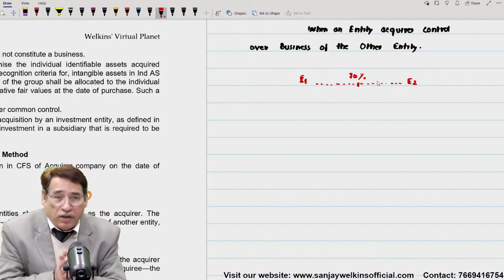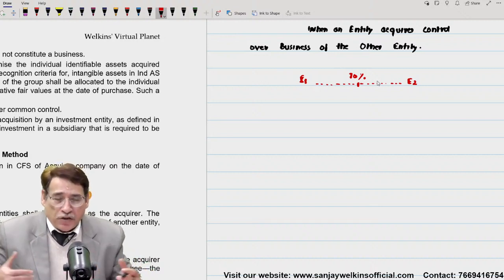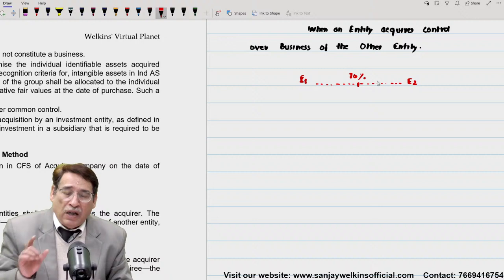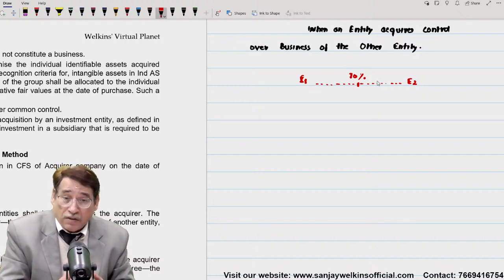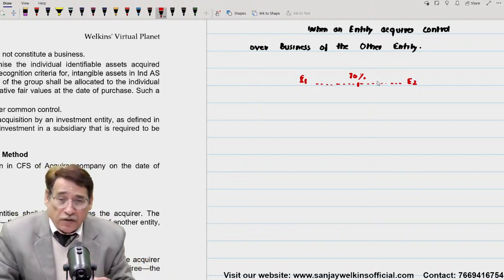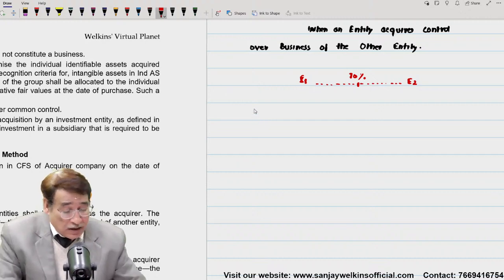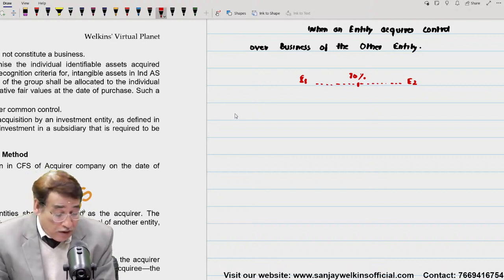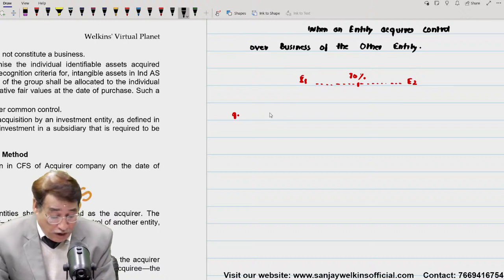It is very important to understand that when an entity gets the control over the business of the other entity, or whenever in this chapter we say that this entity has got control over the other entity, it is of paramount importance that the other entity must meet the definition of business as given by Ind AS 103. Is it clear to you? Then only Ind AS 103 will come into play. So we have to understand the meaning of business also before we move further. What we mean by business, first of all, you need to understand.